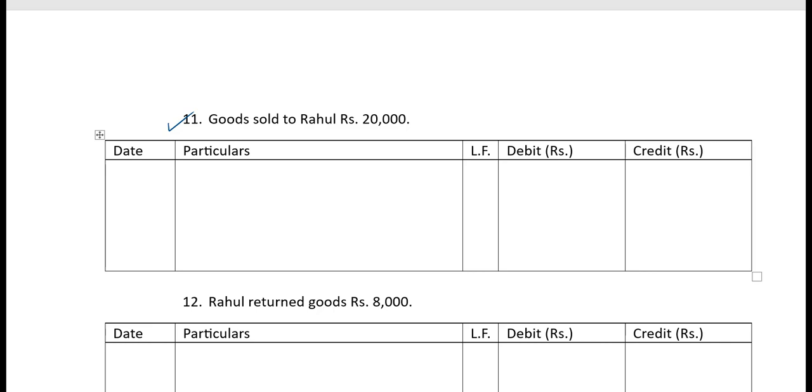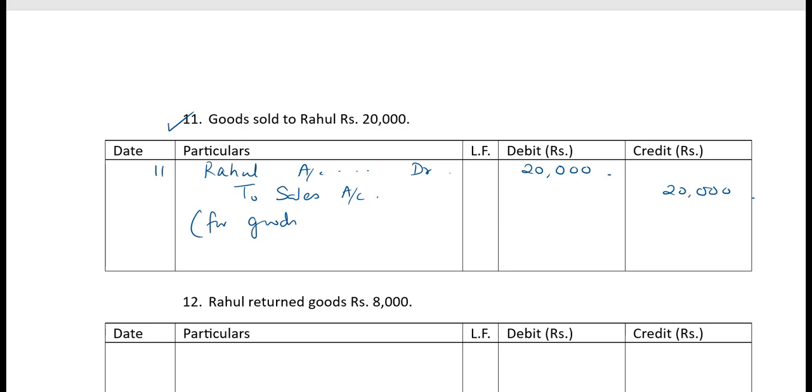The two accounts involved are Rahul debtor account and sales account. Rahul debtor account is an asset account. There's an increase in asset, so we debit Rahul account with 20,000 rupees. And the other account, sales account, sales is a revenue. When we sell goods, there's an increase in revenue. So we credit the revenue account with 20,000 rupees. Narration for goods sold on credit to Rahul.